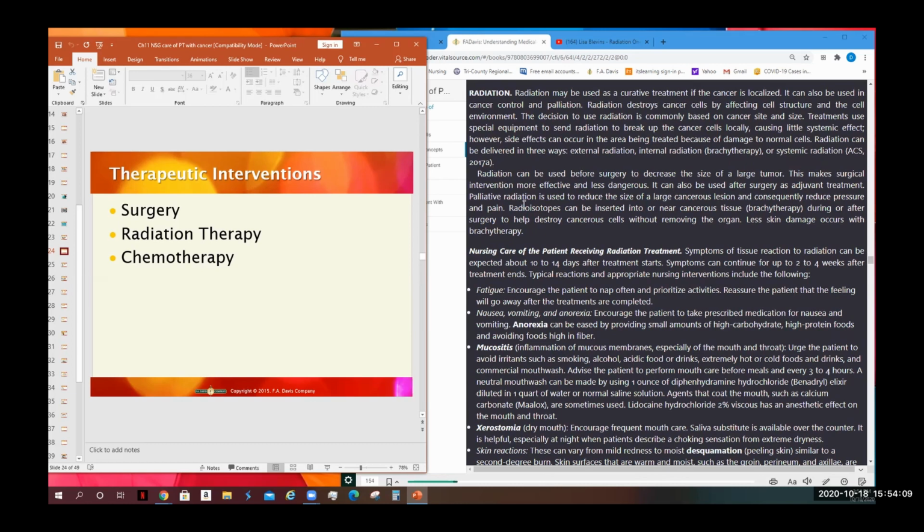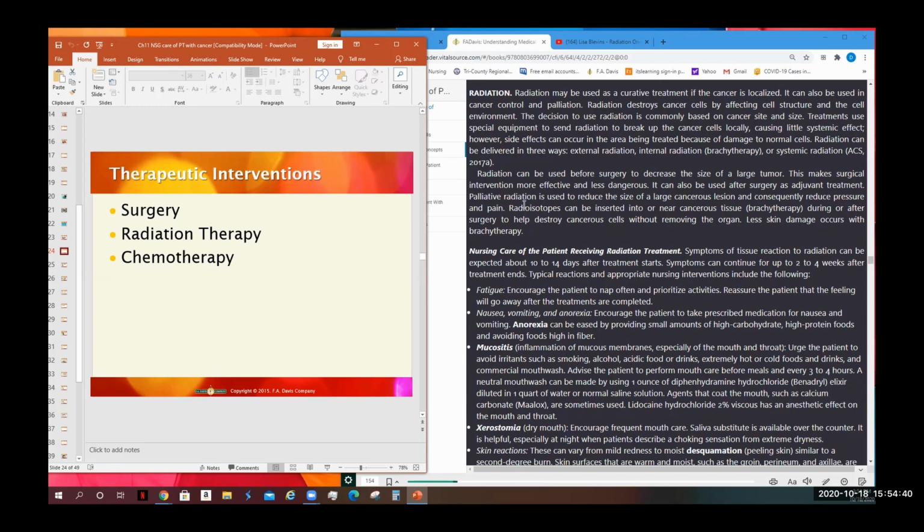Radiation destroys cancer cells by affecting cell structure and the cell environment. The decision to use radiation is commonly based on cancer site and size. Treatments use special equipment to send radiation to break up the cancer cells locally, causing little systemic effect. However, side effects can occur in the area being treated because of damage to normal cells.